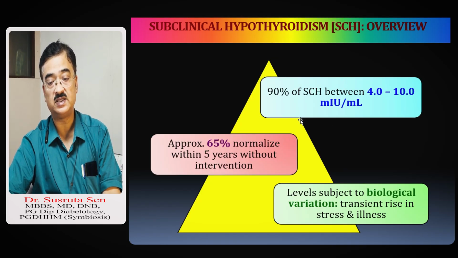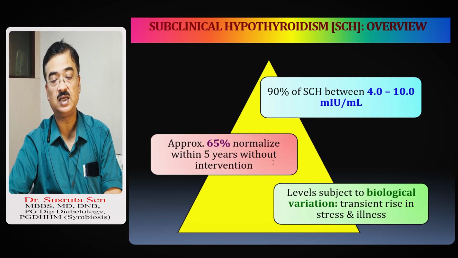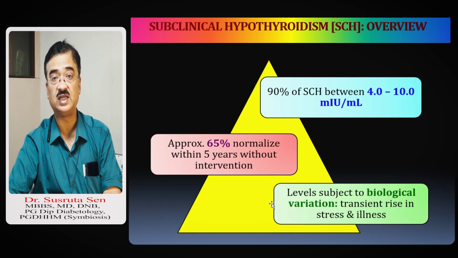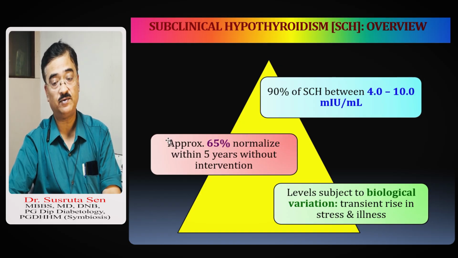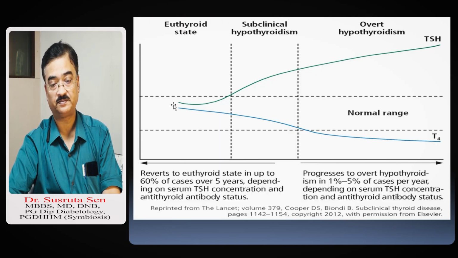In subclinical hypothyroidism, more than 90% of TSH levels are usually between 4 to 10. Approximately 65% normalize within 5 years without intervention. That means subclinical hypothyroidism, in most cases, is a transient phenomenon. The level is subject to biological variation, and so also subject to a transient rise in stress and illness. So we have to consider all the factors before we diagnose a patient as hypothyroid and treat them.